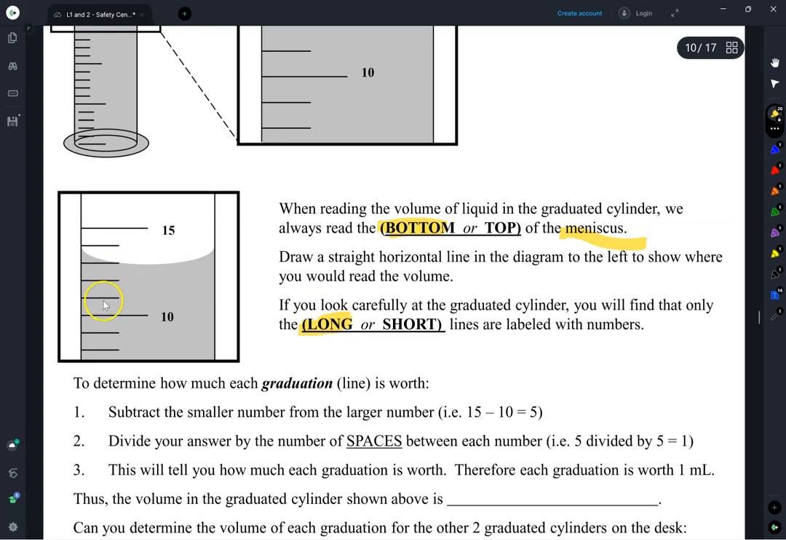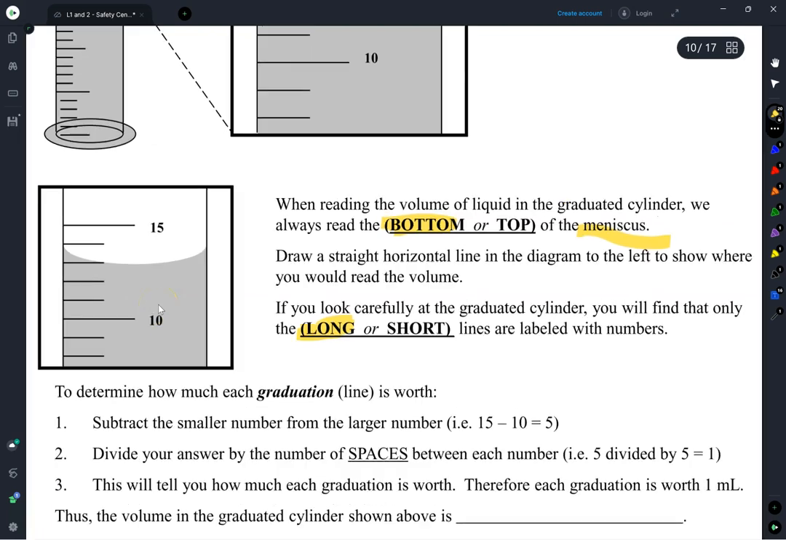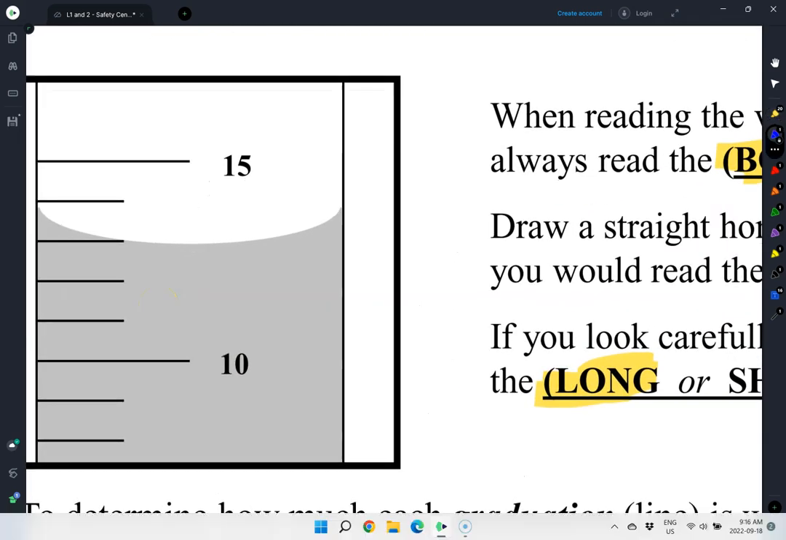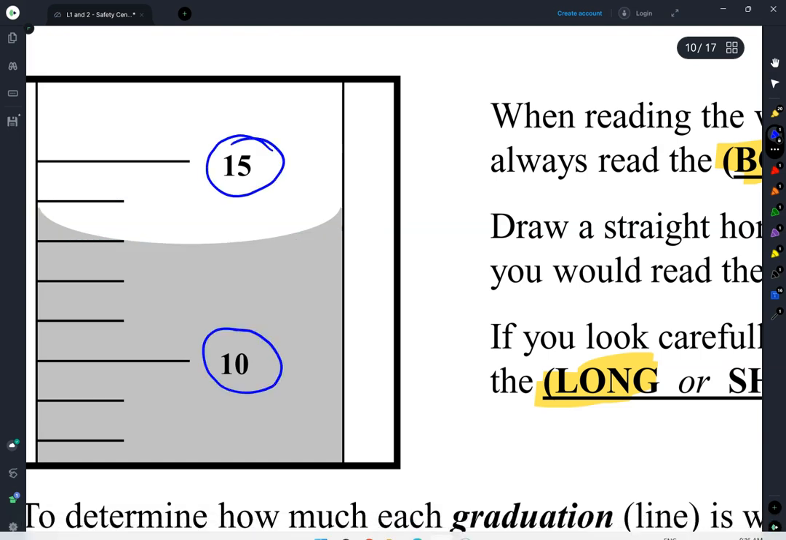Now, on the graduated cylinder, you'll notice that only the long graduations, the long lines, the long markings have numbers on them. All the very short markings, the short graduations, do not have numbers on them. In order to determine what each of these markings represents, we have to do a quick little calculation. So here we go. If this is the meniscus, we are going to take these two numbers above and below the meniscus and subtract them. So 15 minus 10 means 5, and that tells me the gap between here and here is worth 5 milliliters.